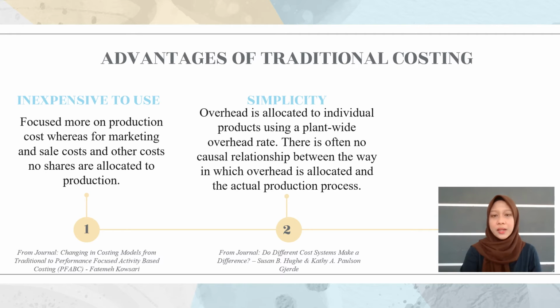Rather, overhead is allocated based on the number of units produced or the number of labor or machine hours used in production. This advantage is taken from the journal Do Different Cost Systems Make a Difference by Susan B. Hughes and Cathy A. Paulsen.